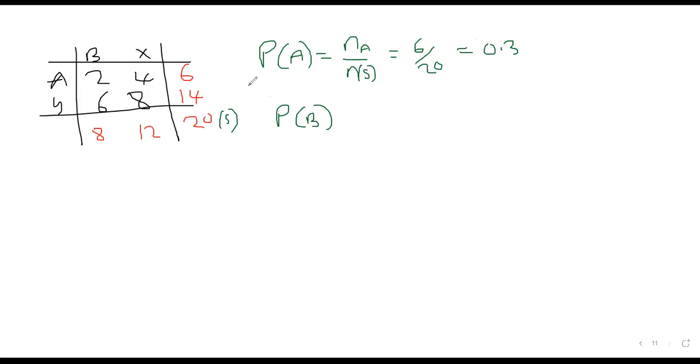Probability of B? Is it 8 over 20? Good. The total for B is 8. Then the sample space total is what? 20. So what do we get? 8 over 20? 0.4. Correct. Who wants to try the probability of X?